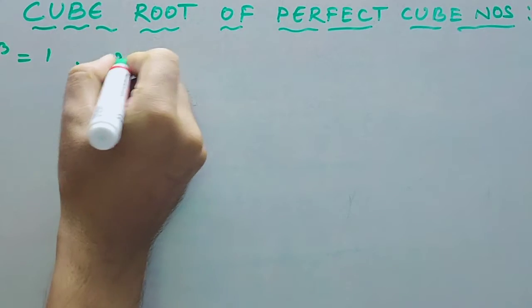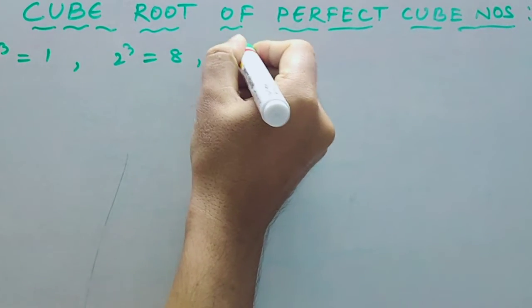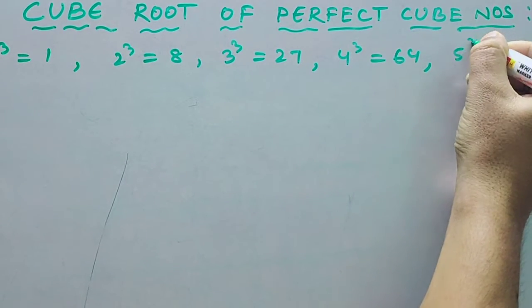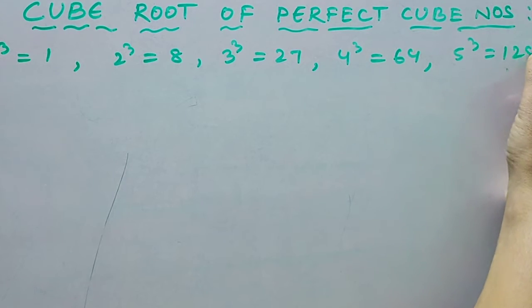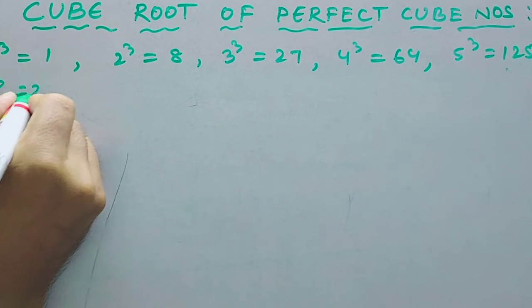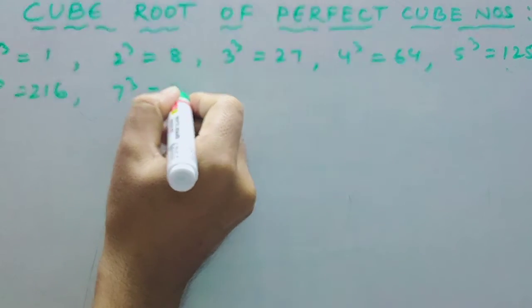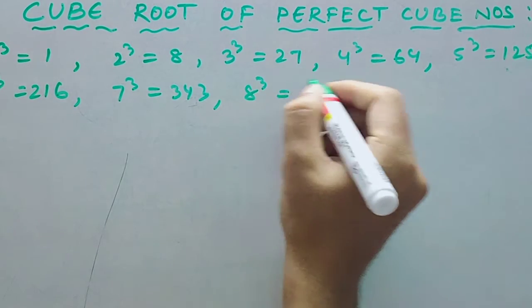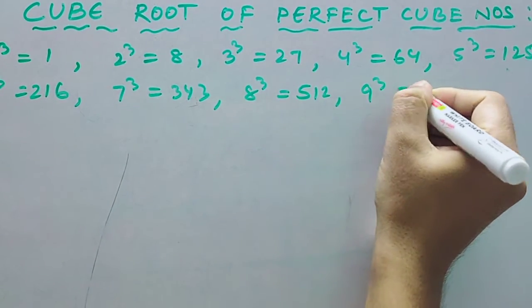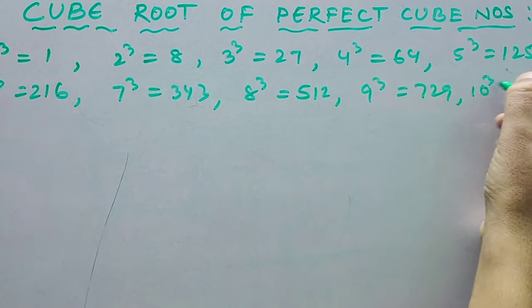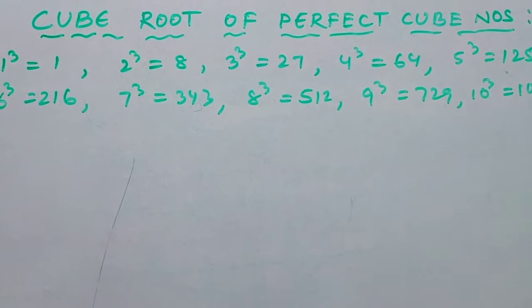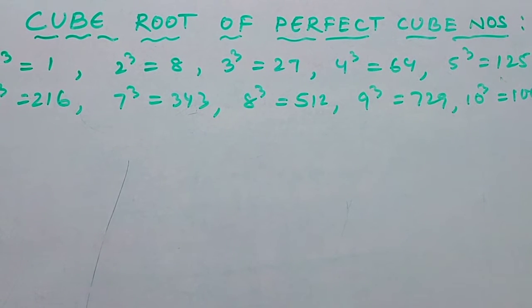1 cube is 1, 2 cube is 8, 3 cube is 27, 4 cube is 64, 5 cube is 125, 6 cube 216, 7 cube 343, 8 cube 512, 9 cube 729, 10 cube 1000. So this is the basic you must know, children, first. From 1 cube to 10 cube you must know.